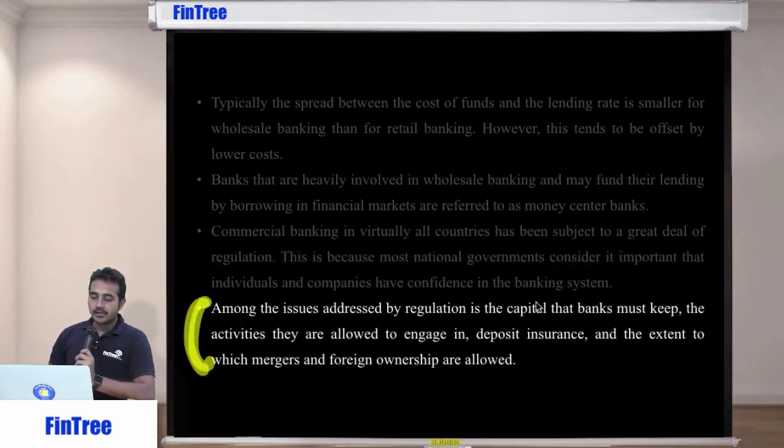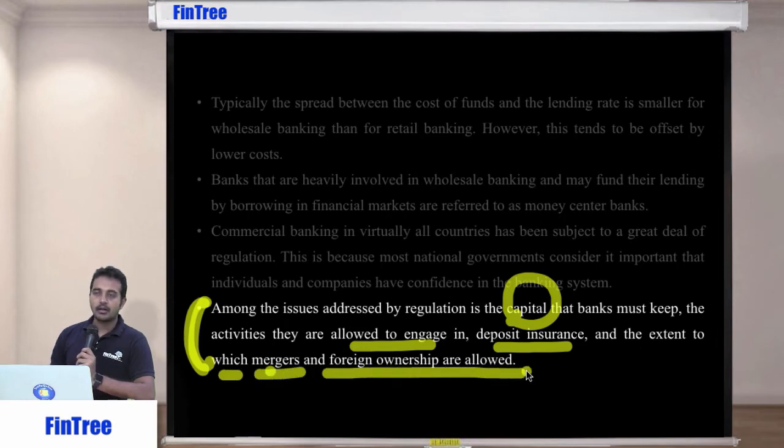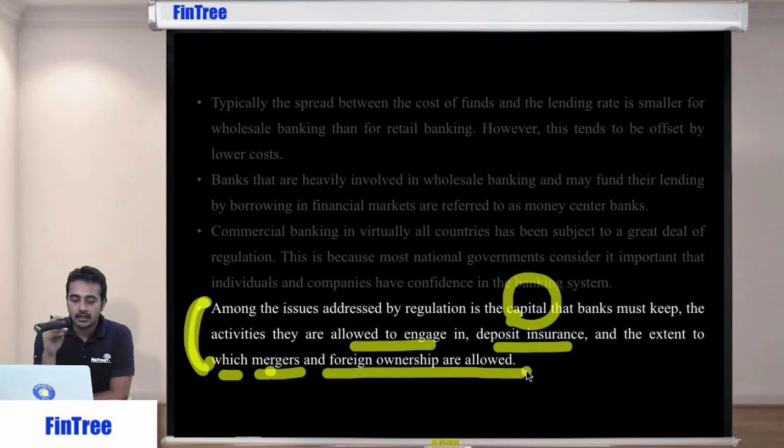Among the issues addressed by regulation are the capital that banks must keep, the activities they are allowed to engage in, deposit insurance, and the extent to which mergers and foreign ownership are allowed. So let's make a list of regulation. You would write down general banking regulation areas. What are the aspects on which there are stringent regulations?